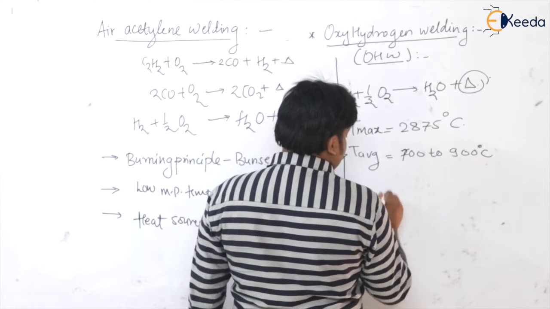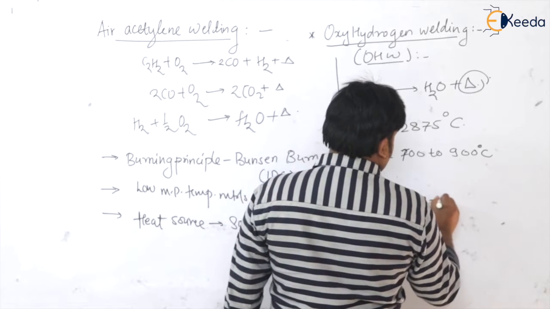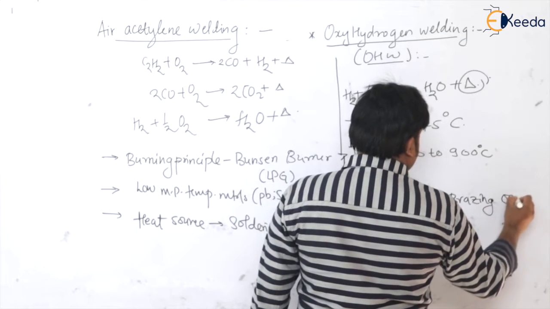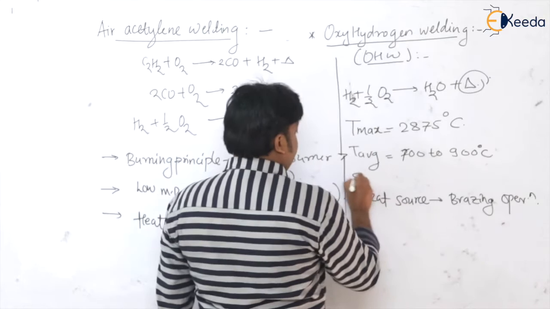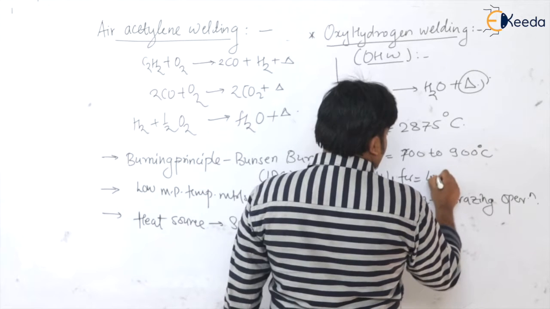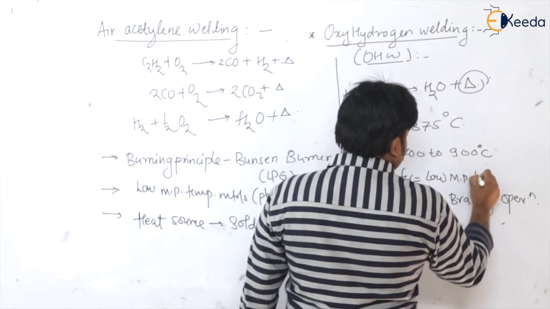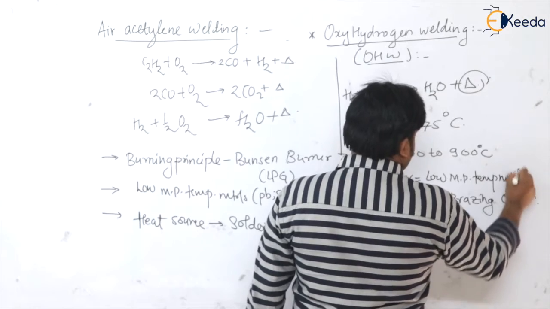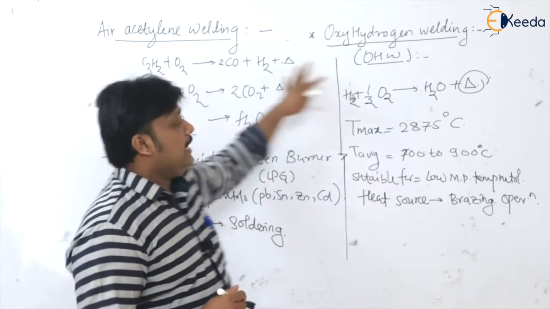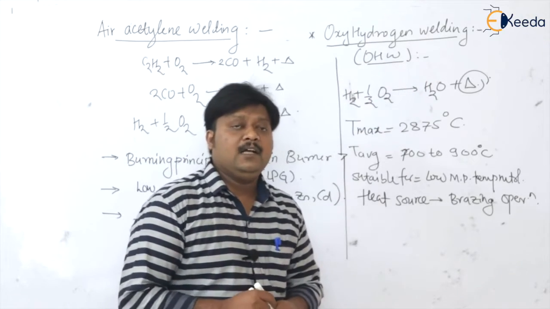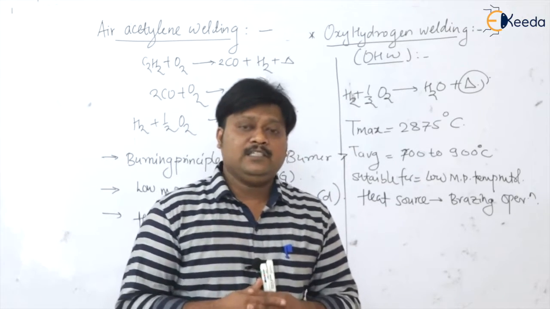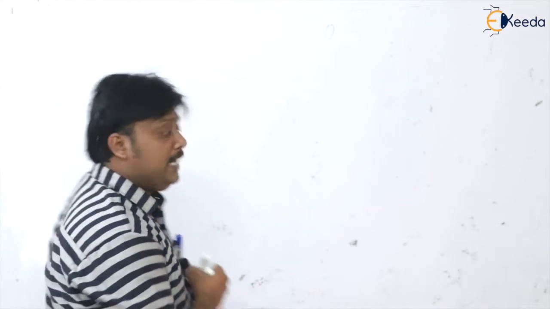This was a very popular heat source for brazing operation, again suitable for low melting point materials. So this is about air acetylene welding and oxyhydrogen welding technique. Now in gas welding, the last classification is atomic hydrogen welding.